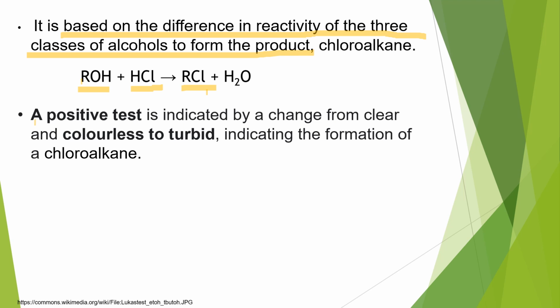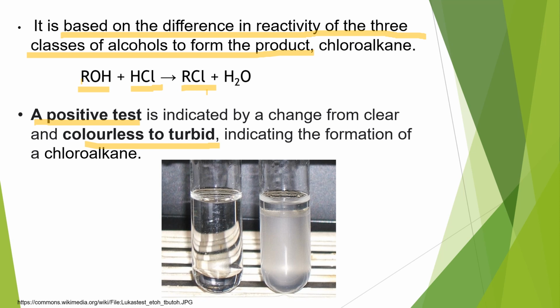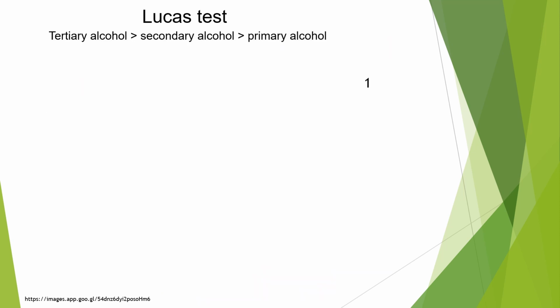So a positive test means a colorless solution forming a turbid solution. This indicates that the product has formed. Okay. So this is a colorless clear solution. When it turns turbid, which means the product has formed. Fine. So let's see how exactly. Now let us see the Lucas test and its reaction, how exactly we do it in the laboratory.